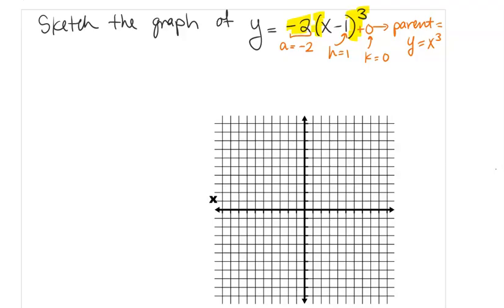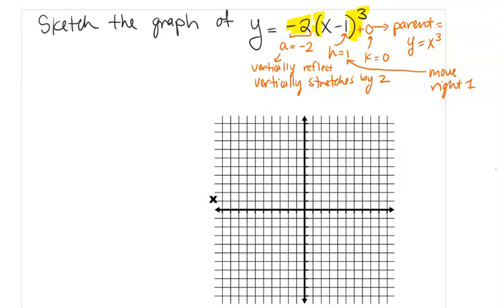Okay, so the a value of -2 is going to end up doing two things. One, it's going to cause the graph to vertically reflect. That's because of the negative, but then it's also 2, so that will vertically stretch our graph by 2. And then the h value is going to cause the whole graph to shift to the right 1 unit. And then the graph is not going to move up or down because the k value didn't change from 0.